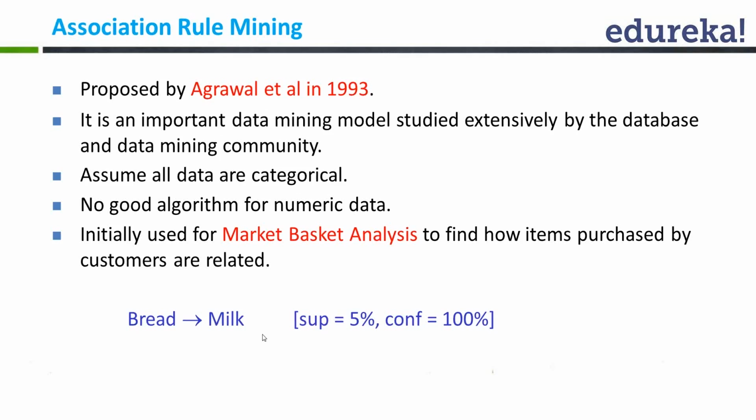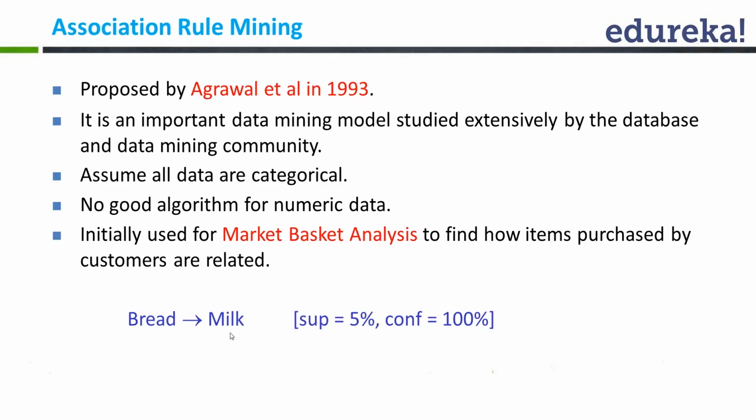And how much probability or how much chance that milk exists is something called confidence. In this particular example, whenever I see bread in the basket, with 100% confidence, I'm telling you that milk will also be there. That's the output of this particular algorithm. We'll see why such a rule is important, but do you understand the notion of association rules?